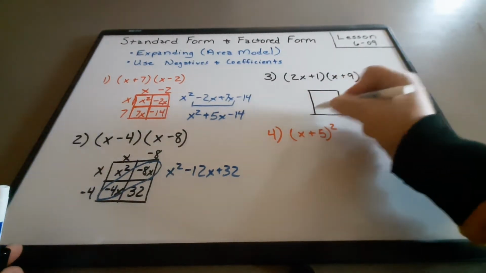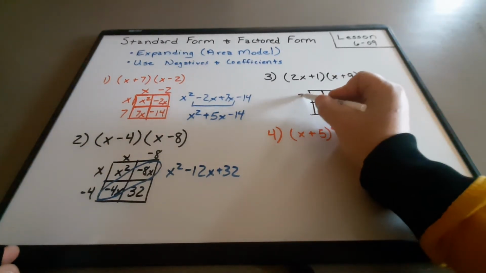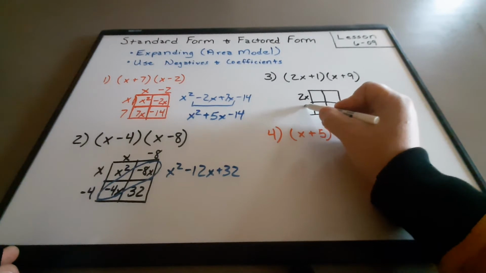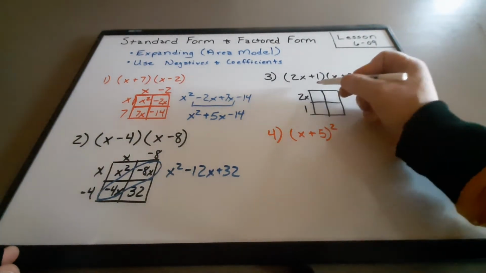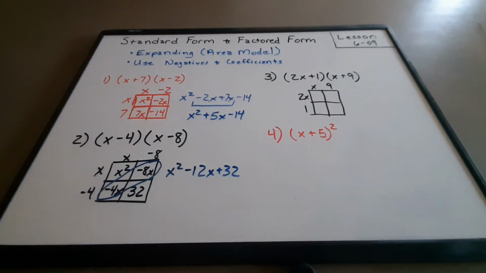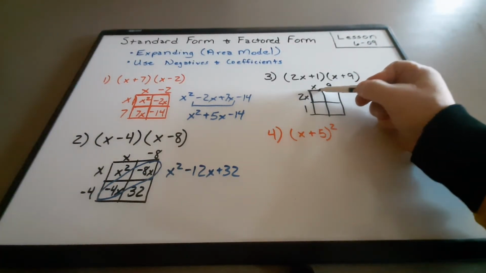Problem 3. Okay, in this one we have 2x. So we're going to keep the 2 and the x together because they're being multiplied. We have a positive 1, we have x, and we have positive 9. I did not put any negatives in this because we added the coefficient in, but the process would stay the same, positive or negative. So here we have 2x times x.